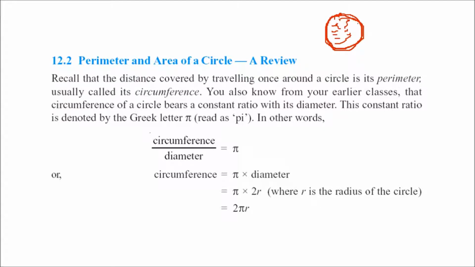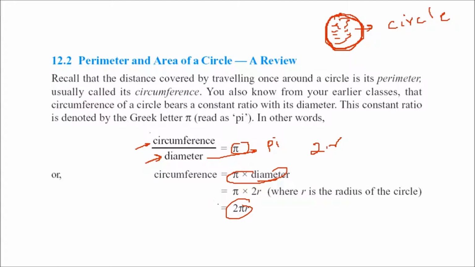We can also call it circumference in the case of a circle. And we have seen in various discussions that the circumference of a circle bears a constant ratio with the diameter, which is pi. This is the Greek letter pi. So what is this circumference? Take diameter here. Diameter is nothing but 2 into r. So pi into 2 into r, that is 2 pi r. So circumference is 2 pi r for the circle.